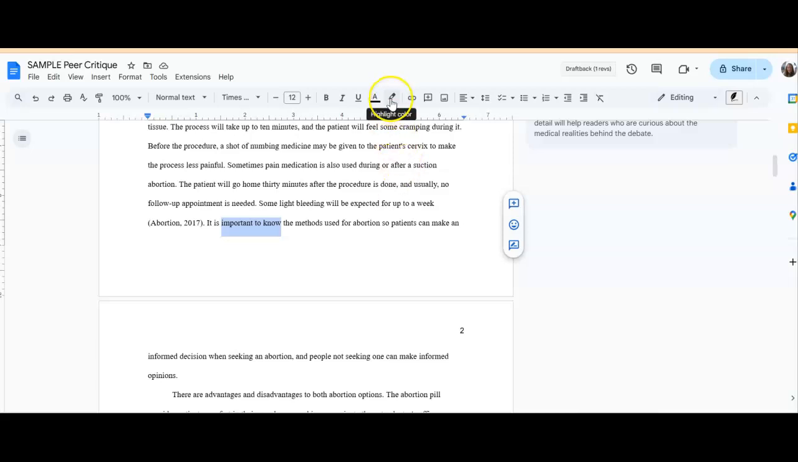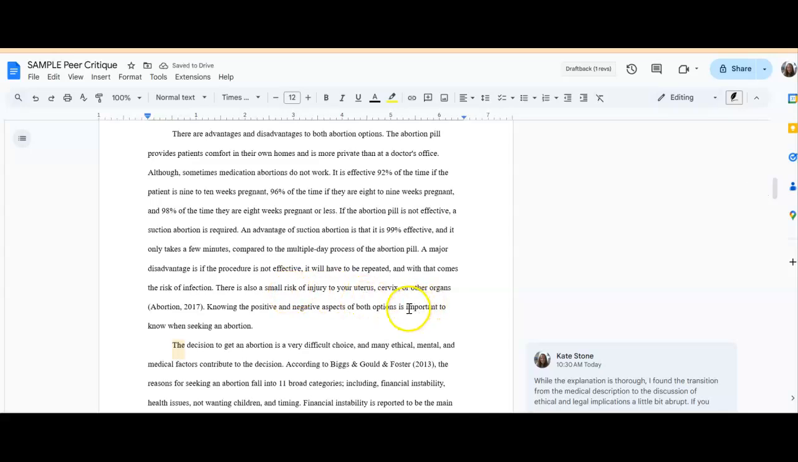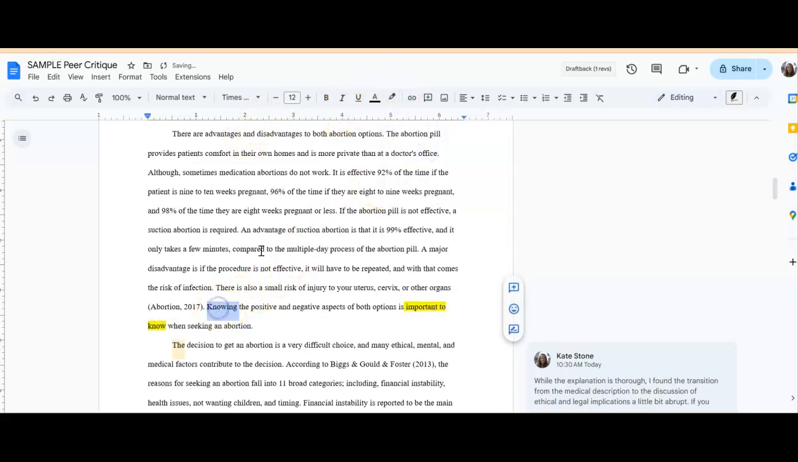So I'll highlight, and I'm going to encourage you to do the same. If you see things when you are peer reviewing that you think just need to be redone, highlight or make comments. So I'm going to highlight "important to know" in both of these transition sentences because I just think there's a better way to do them. And the other thing I'm going to highlight in this particular sentence is "knowing," because they have "knowing" and then "important to know" in the same sentence, which I think could be done better.